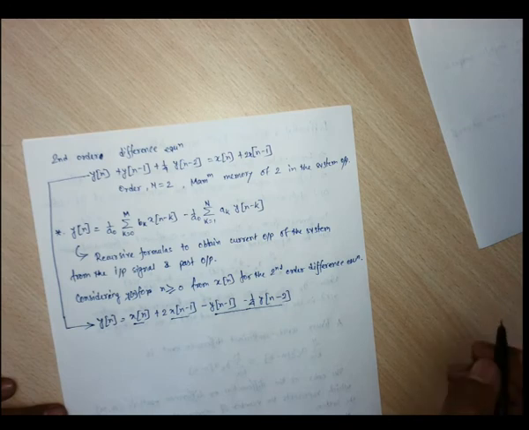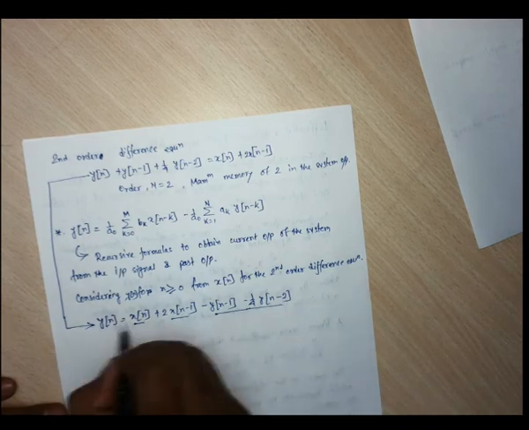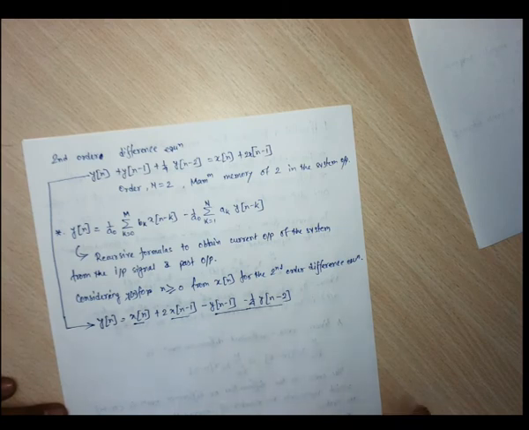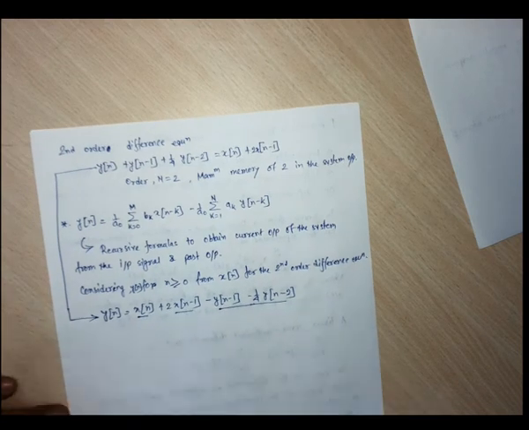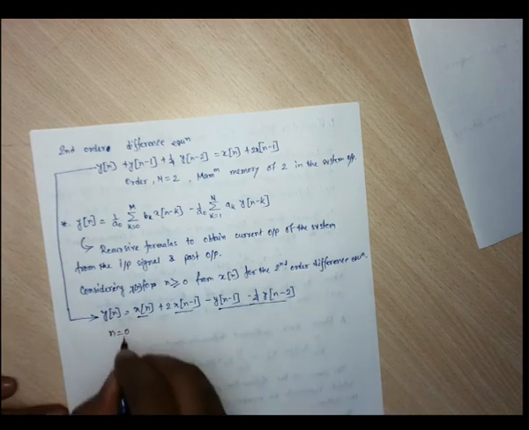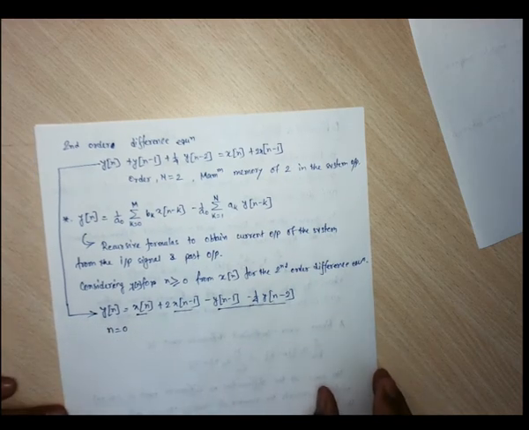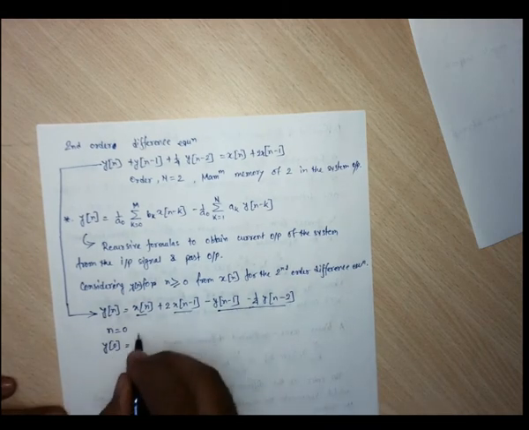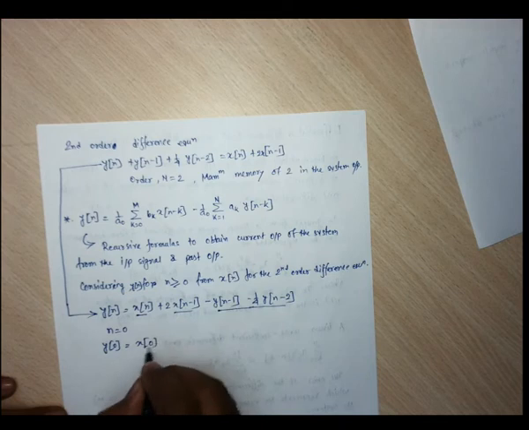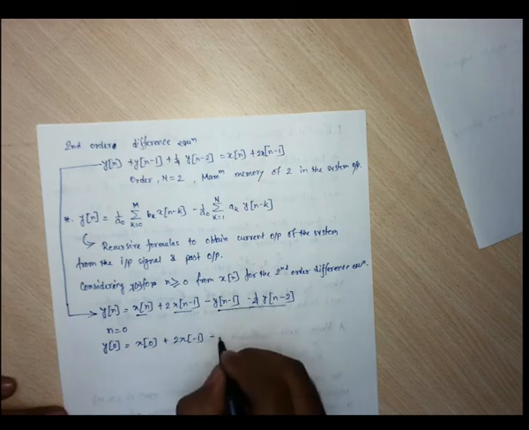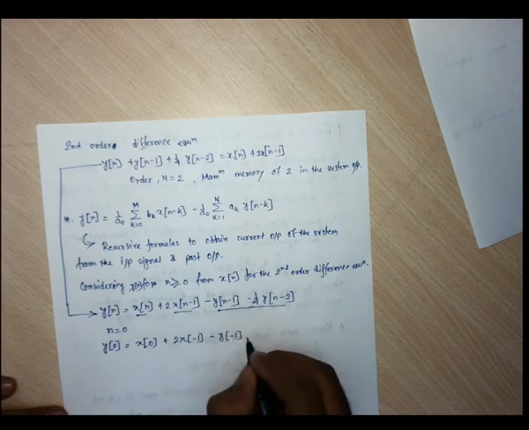So what we need to find out is the output of the system for n greater than or equal to 0. Okay, so start with n equal to 0. If we start with n equal to 0, we need to write y of 0 is x of 0 plus 2 x of minus 1, the past input, then the past output.